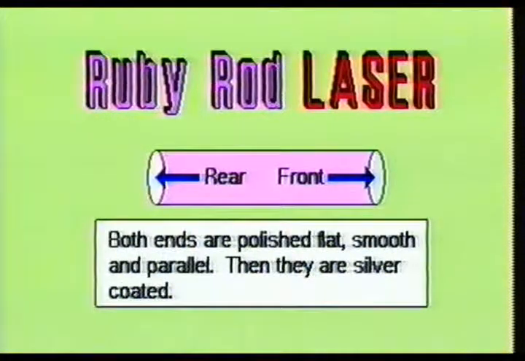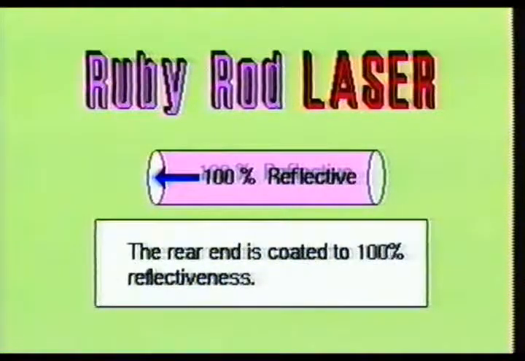Both ends of the ruby crystal are polished flat, smooth, and parallel. A silver coating is also applied to both ends of the synthetic laser crystal. One end, the rear of the ruby rod, will be coated to the point of total reflectiveness. In other words, it will reflect 100% of the photon energy being generated within the rod.